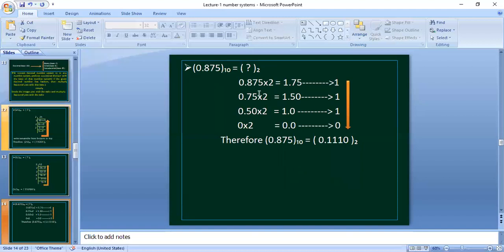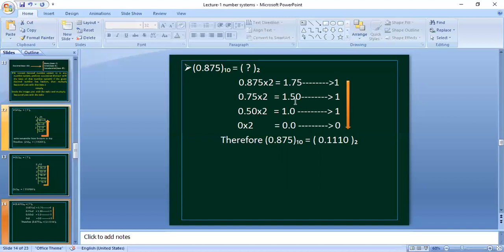So multiply the fractional part with 2. That is 0.875 times 2, which is equal to 1.75. So write the integer part at the right side, and then again multiply the fractional part with the destination radix. So 0.75 is the fractional part, and then again multiply this fractional part with 2.